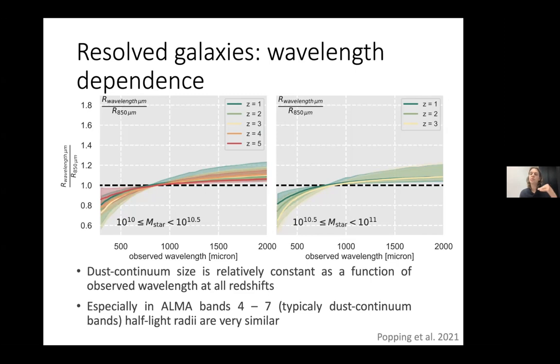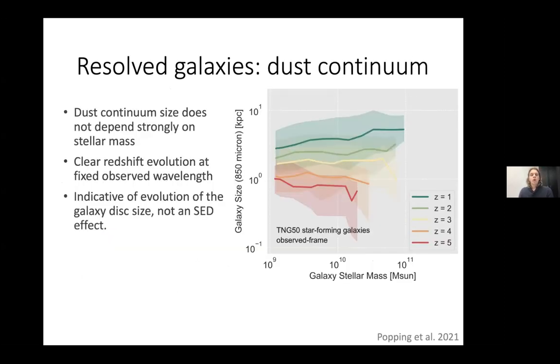It's really the intrinsic size of these galaxies changing, which is actually also good news, observationally speaking, because if you detect the galaxies at various wavelengths, you can still combine them together as one size, because from the simulation point of view, we don't expect a strong evolution. So the change that we see here with redshift is really indicative of the evolution of the galaxy size in submillimeter wavelengths, not an SED effect.